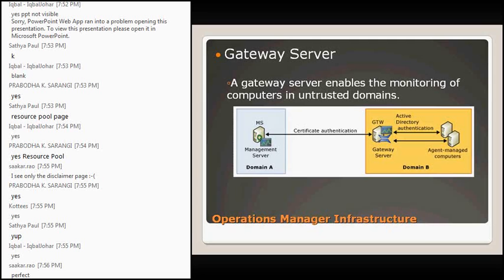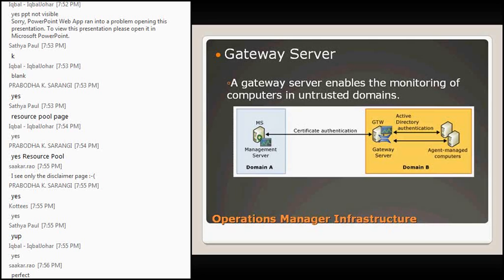So the reason for a gateway server is that the agents are only going to communicate to a management server using Active Directory authentication. Which means if you have two forests, forest A with a management server and forest B has some servers, if those servers need to be managed, you need to have a management server running on that forest because it needs to do AD authentication, and it can't do AD authentication across the forest unless you trust each other.